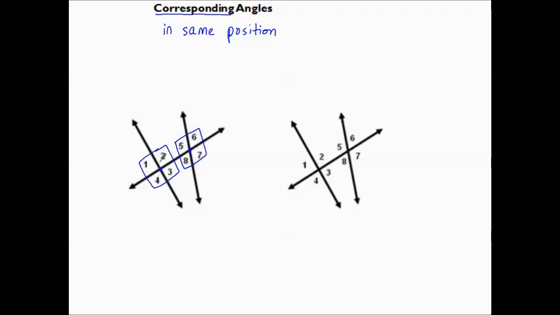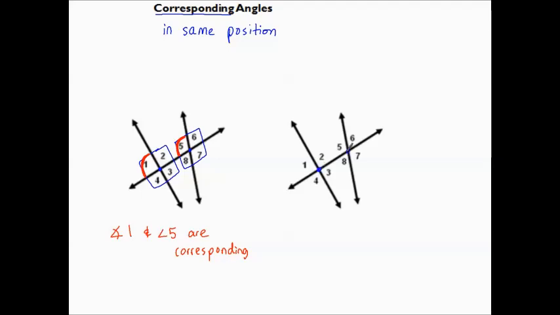Now, if I look at this intersection, on the left side of the intersection, that angle right there, and instead of circling the angle, I'm going to show an angle mark. This angle right here is called angle 1. That's on the left side of the intersection. If I look at this intersection, on the left side of the intersection is angle 5. Therefore, angle 1 and angle 5 are corresponding angles. They are in the same position. They are both on the left side. Now, I could have picked a different pair of corresponding angles.